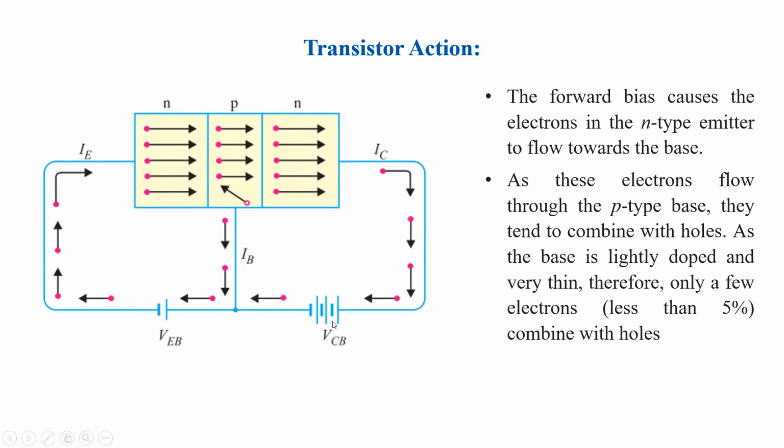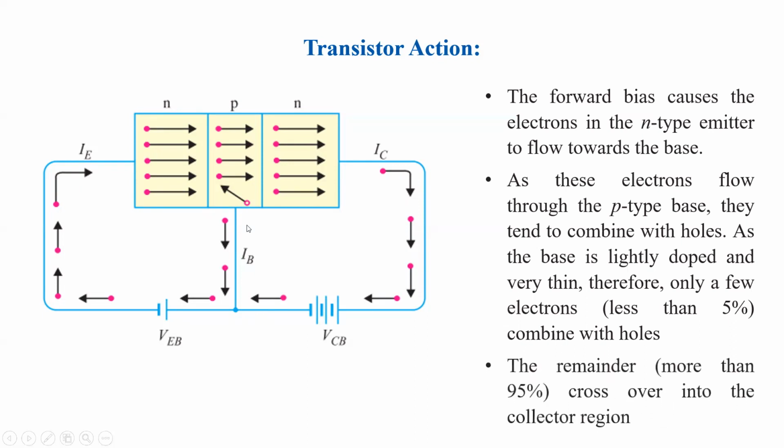This is N-type, and that is connected to the positive of the battery VCB, and these electrons present here will be attracted towards the positive terminal of the battery. So 95% of the electrons will be attracted towards the collector terminal, and that will constitute the collector current IC. The arrow marks indicate the direction of flow of electrons, and the direction of the flow of current will be in the reverse direction. So IE is due to the electrons flowing from emitter to base. IB is due to the recombination of electron hole pairs, and that is only 5%. And 95% of the electrons will cross to the collector region. So most of the electrons coming from the emitter will move to the collector region through the base. This is how this transistor works.